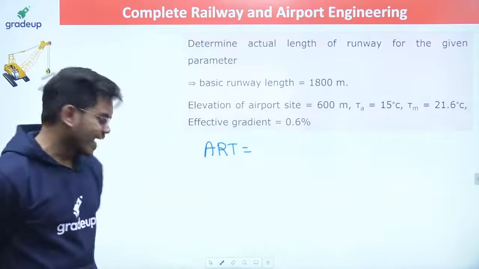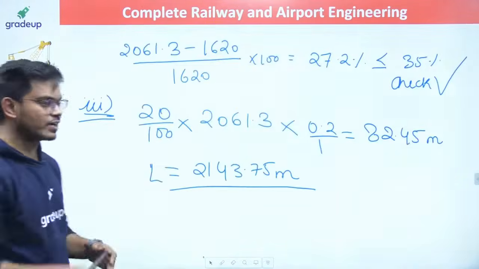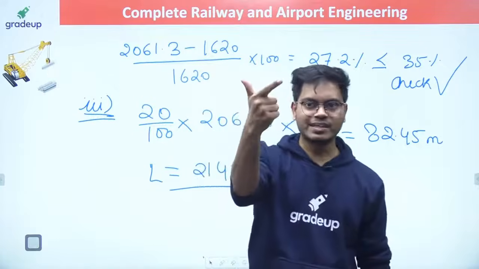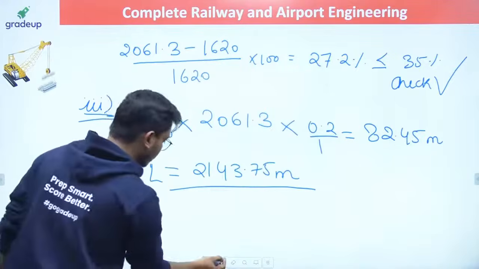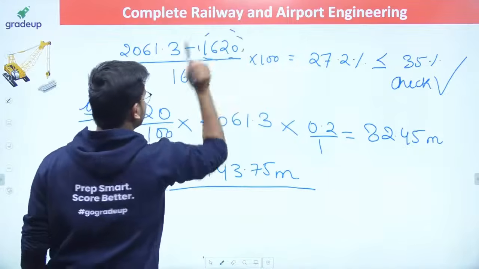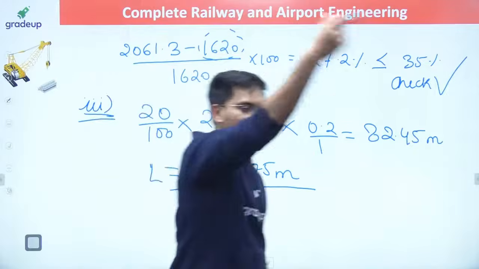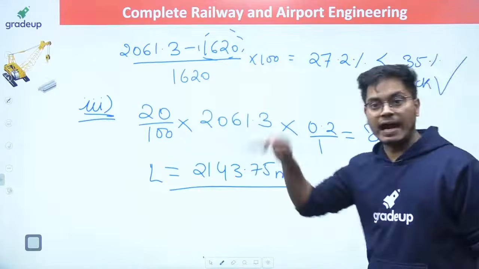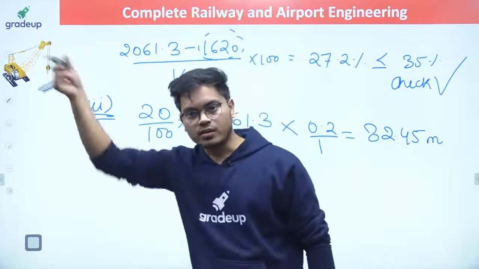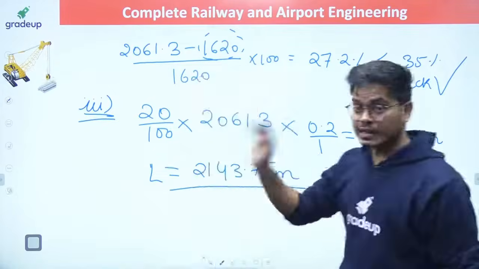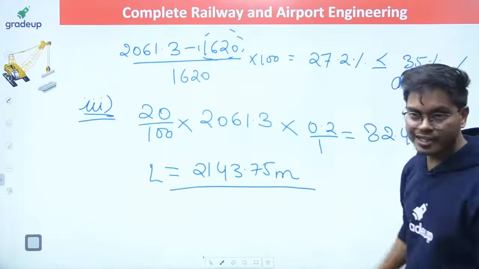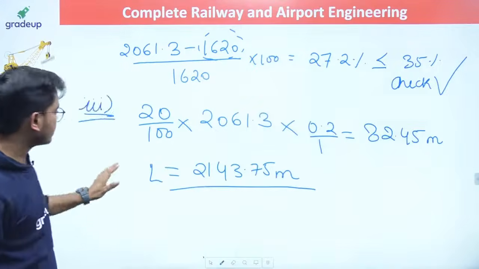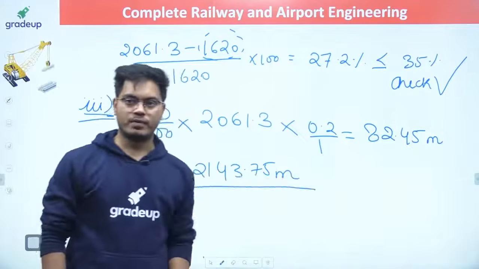Check. Okay, so the check that I have applied is, we have to see after application of the correction of the gradient, of the elevation and the temperature, if from the basic runway length I have increased my length more than 35%, then I have to go back to the site and check the values again. But if the correction is coming less than or equal to 35%, then it is correct. Then we can move forward and we can find the correction of effective gradient as well.